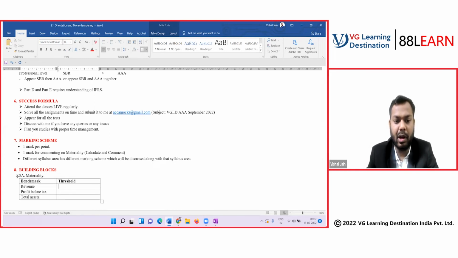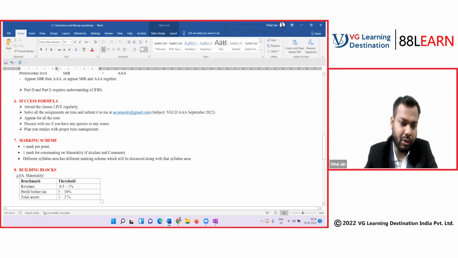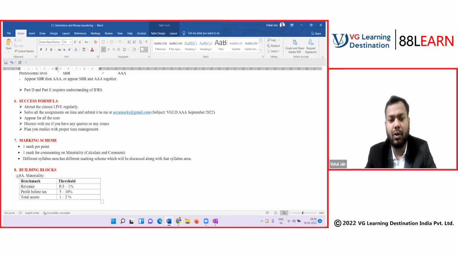So revenue is 0.5 to 1%. Profit before tax is 5 to 10%, and total assets is 1 to 2%. So that's the threshold. Now, how to calculate and comment?